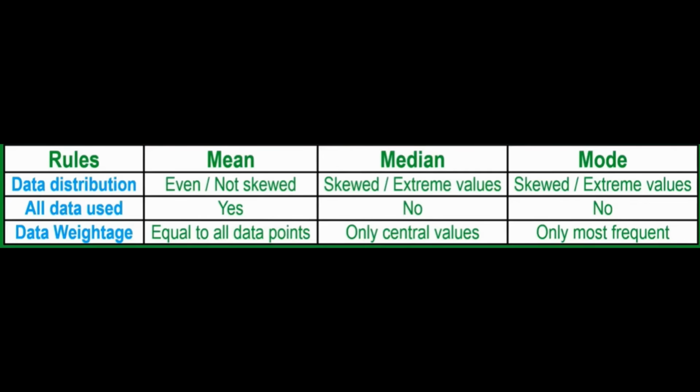For mean, we use all the data to calculate, but for median and mode, we don't use all the data. For median, we only see which is the mid value based on the number of elements, and only those mid values are used. For mode, again, we look at the maximum occurring value, and only that one value is used. It doesn't matter what you have other than that. So for weightage, in mean, we give equal weightage to all the points. In median, we only give weightage to the central values, and in mode, we give weightage only to the most frequent values. Others have no weightage.